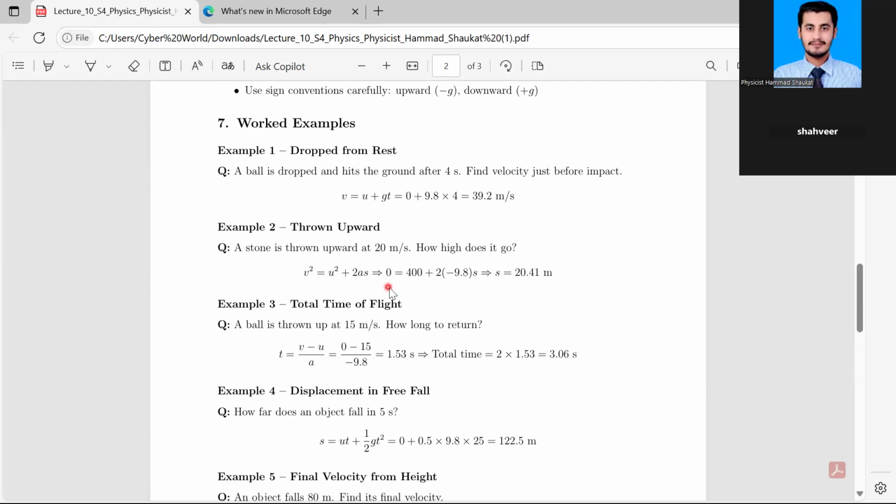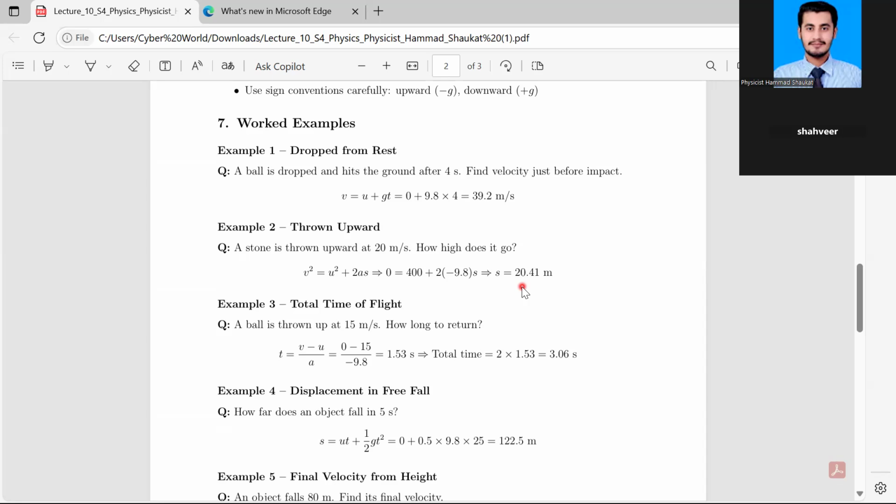Plus 2as. Why am I taking a equals minus 9.8, not positive 9.8? Because it's going against the force of gravity. Yes, because it is moving against the force of gravity. And s is the thing we have to find, the distance. By just substituting into your equation, you can easily find your distance, which is 20.41. And what is the unit of distance? Meters. Yes, meters. So your answer is 20.41 meters.